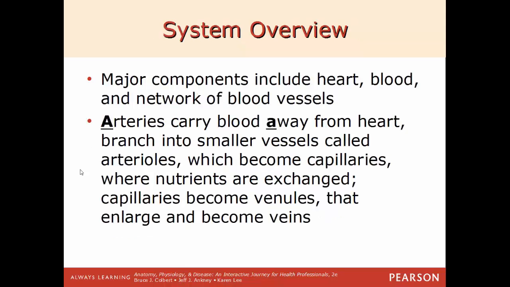Alright, system overview. The major components of the cardiovascular system include the heart, the blood, and all of the blood vessels. So it's not just the heart itself, it's the heart plus all the vessels together. All arteries will go away from the heart and will branch into smaller vessels called arterioles, and those will become capillaries, where you have the actual gas exchange at the capillary level. Those capillaries will travel on and become venules, really just small veins, and they will get larger and form veins.